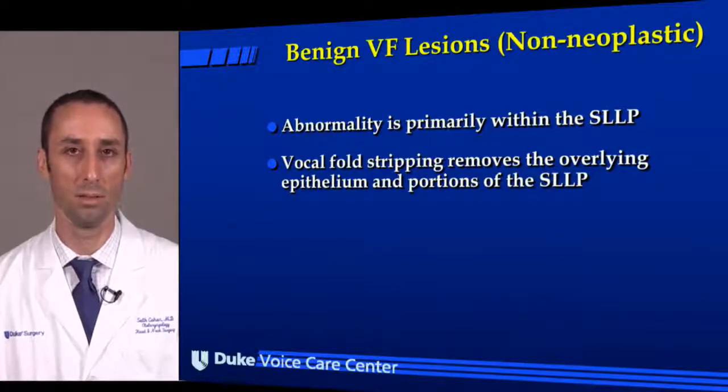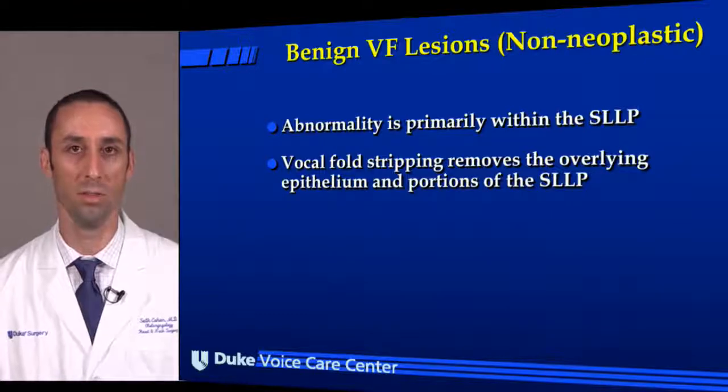Vocal fold stripping techniques remove the overlying epithelium and portions of the lamina propria. All we want to remove is the diseased portion, preserving as much of the normal anatomy and redraping that normal anatomy as possible to have the best edge to the vocal fold and best ability to vibrate.